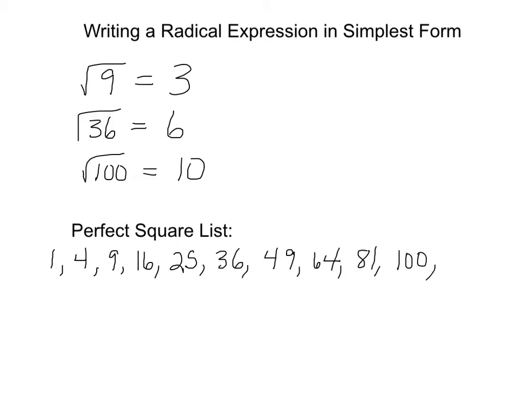We can keep going if we want. 121, 144. I think that's probably about where I'll stop. But again, I could keep going. The reason I want to make a perfect square list is because these numbers in this list are going to help me write numbers in simplest radical form.